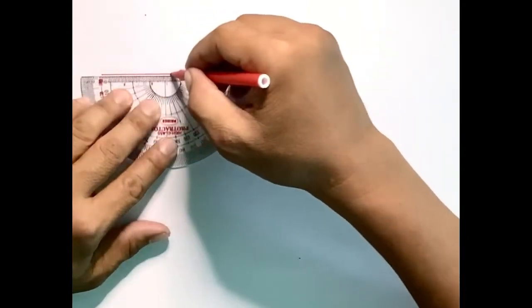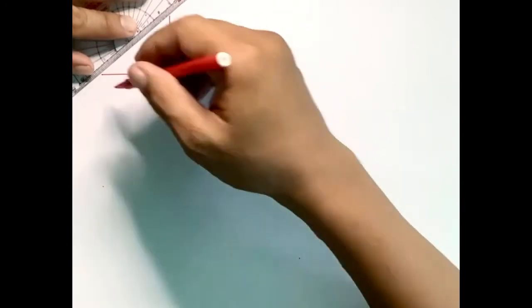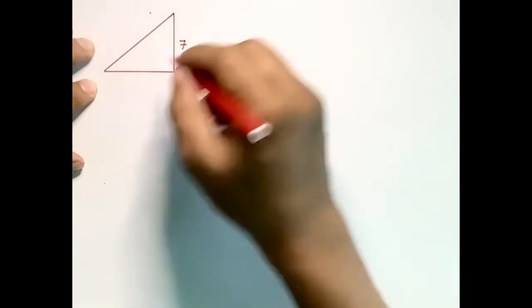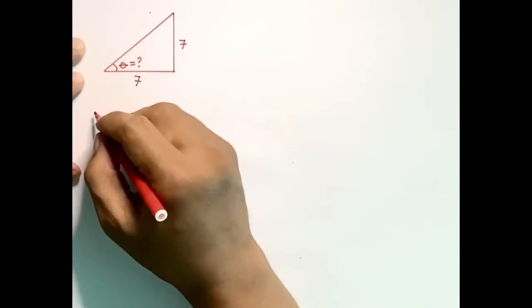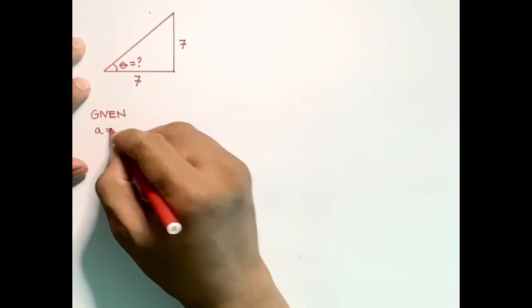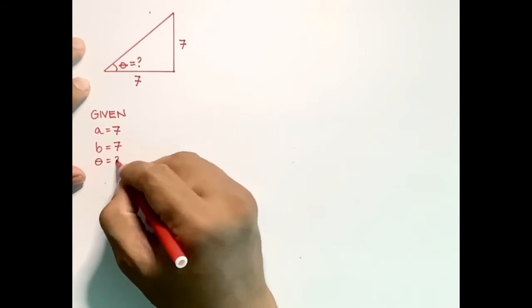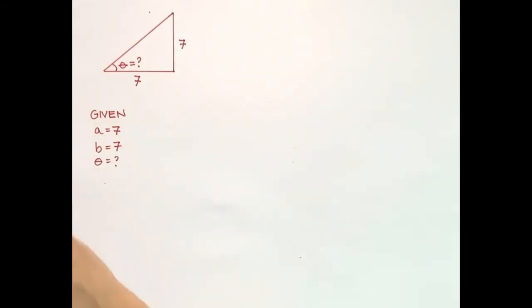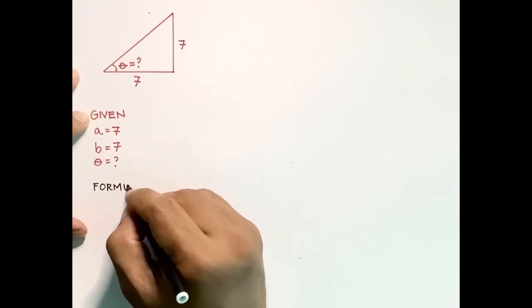So here is another example. So I am again drawing a special triangle. A triangle that has both sides the same, except for the hypotenuse. So the adjacent and the opposite are both of the same value. So the opposite is 7 and the adjacent is 7. So I'll just designate this as A and B, and the theta is the one that we will be looking for.